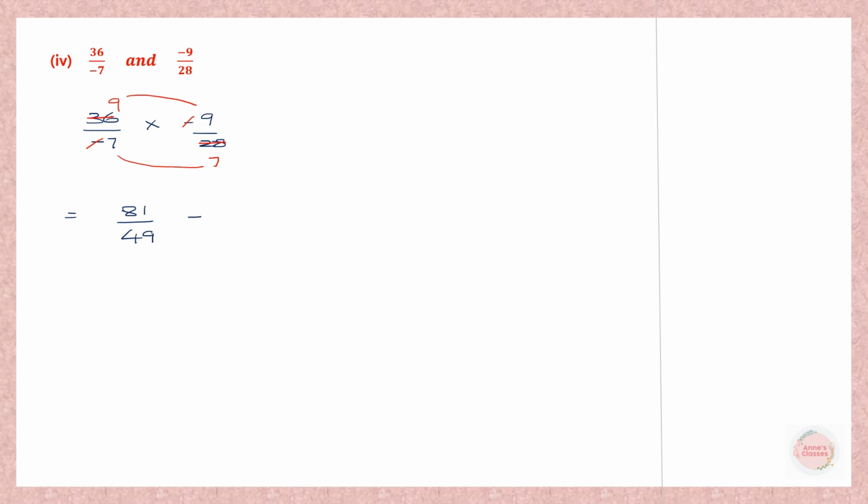81 by 49 is an improper fraction. Let's convert it to a mixed number. 81 by 49. 49 ones are 49. Now we subtract. This is 7. 11 minus 9 is 2. 7 minus 4 is 3. So a mixed number here is 1 32 by 49. So let's write that down here. 1 32 by 49, which is our final answer.